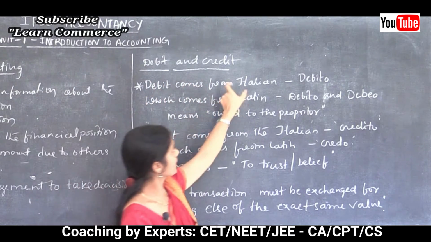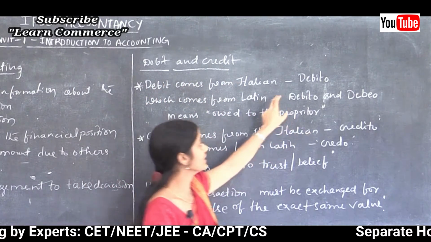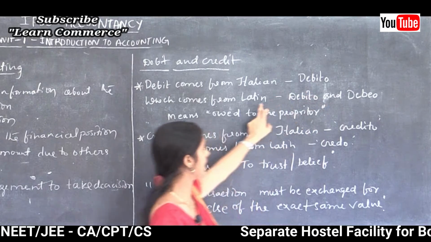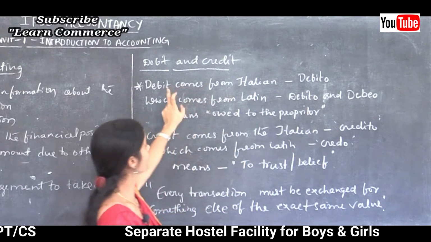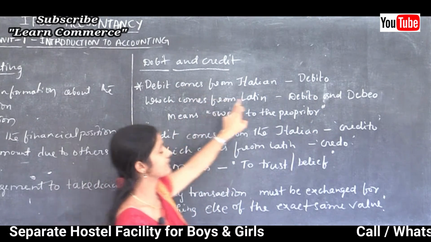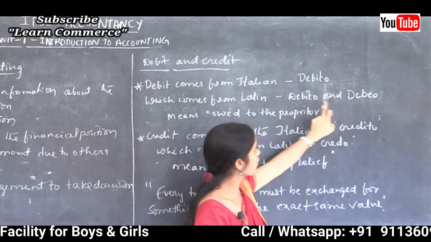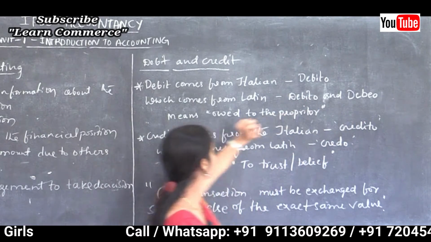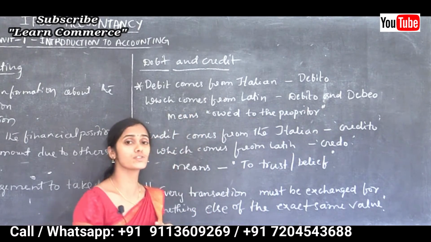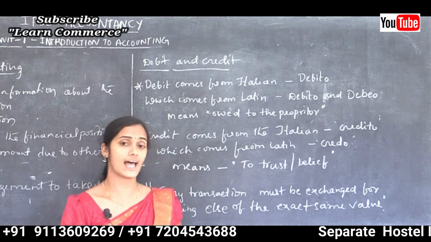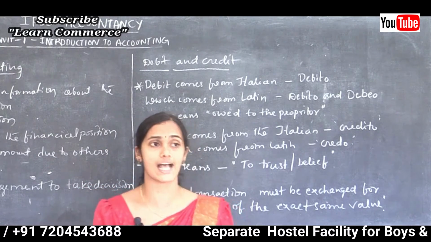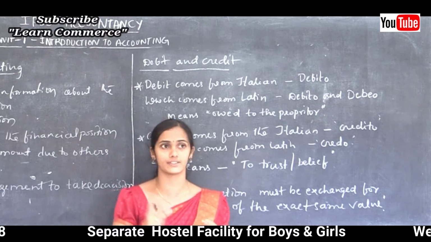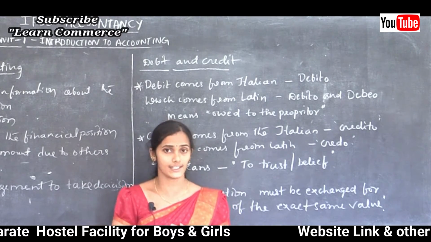Debit comes from the Italian word debito. The debito comes from the Latin word debere, which means owed to the proprietor. In the next class we will study the concept of debtors and creditors.